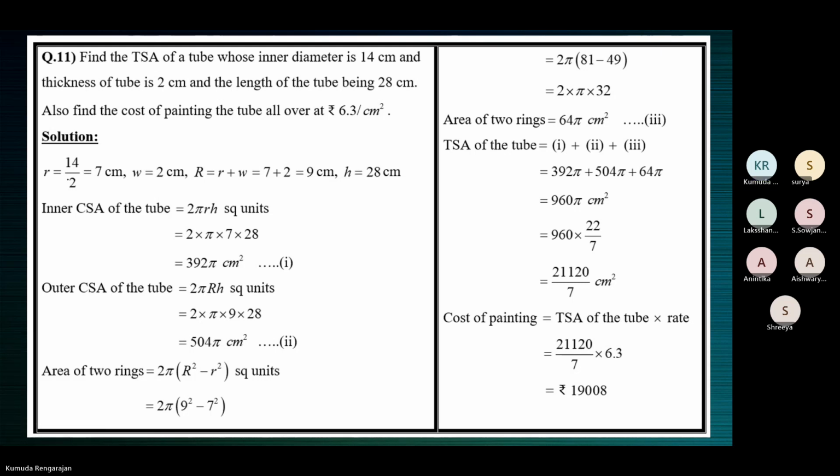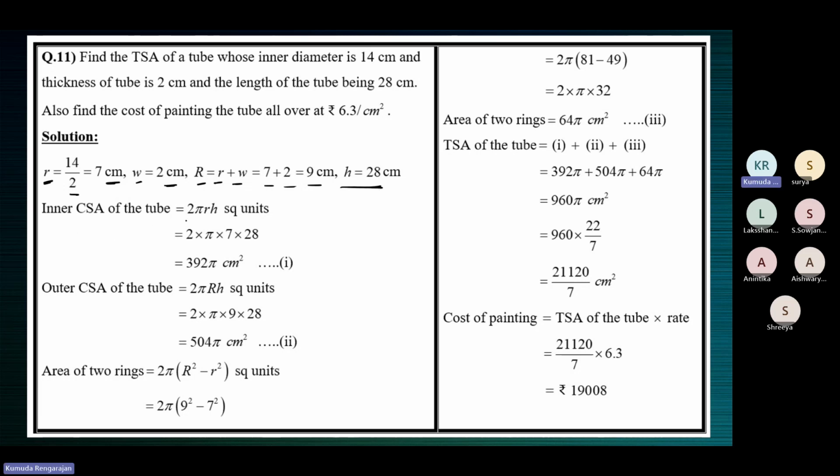So see here, inner diameter is 14, so inner radius is 14 by 2, 7 centimeters. W is equal to 2 centimeters. Capital R is equal to small r plus W, so 7 plus 2, 9 centimeters. The length of the tube is nothing but the height of the cylinder, 28 centimeters.